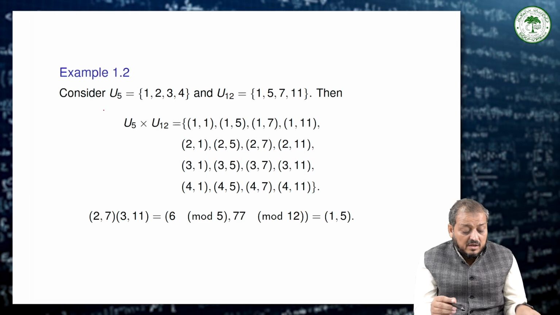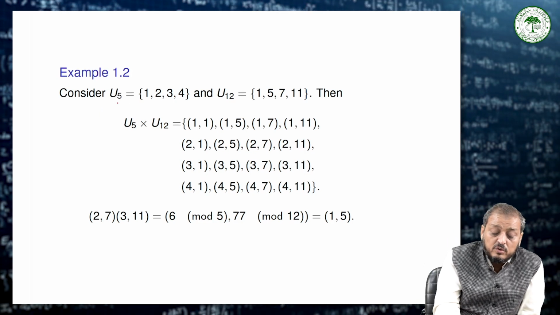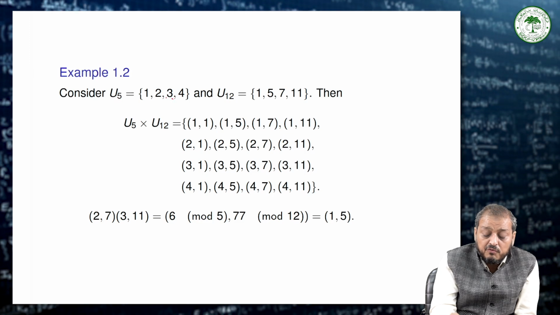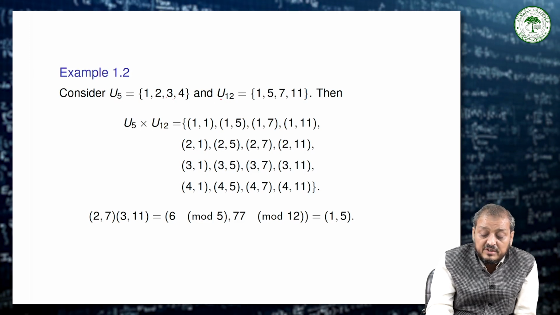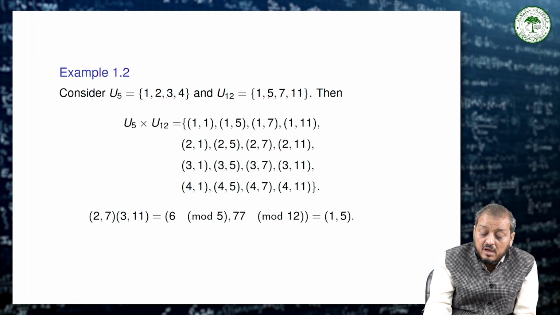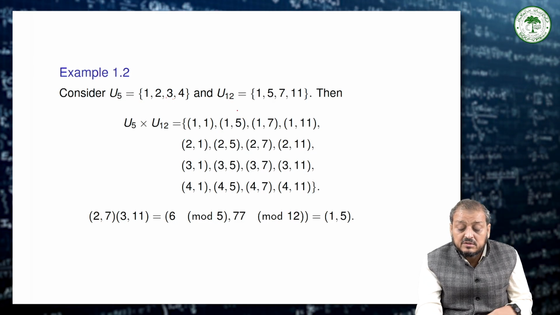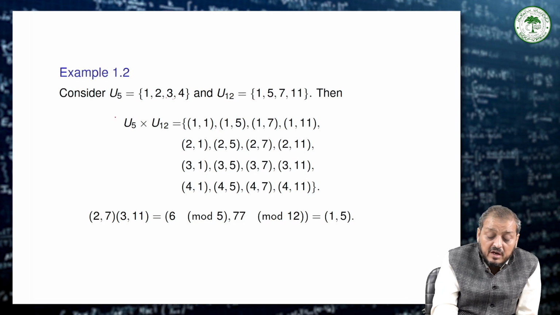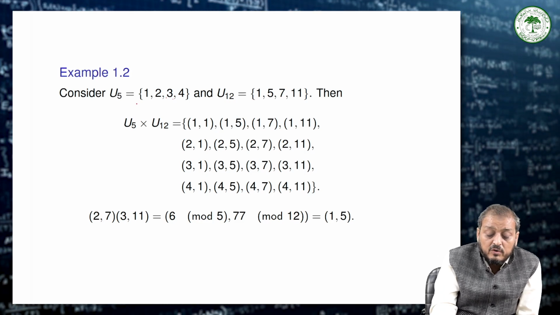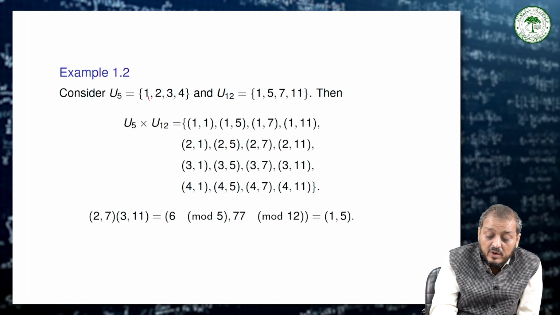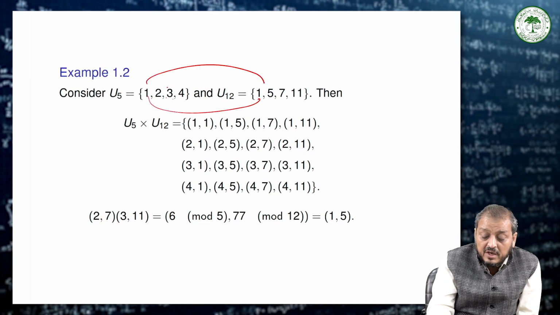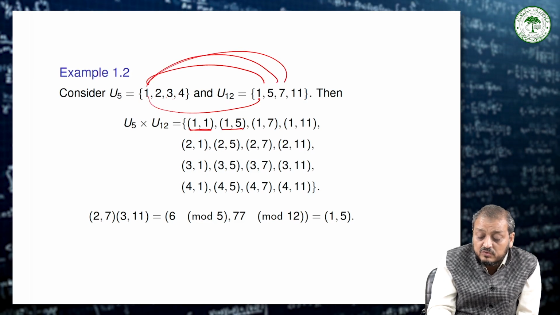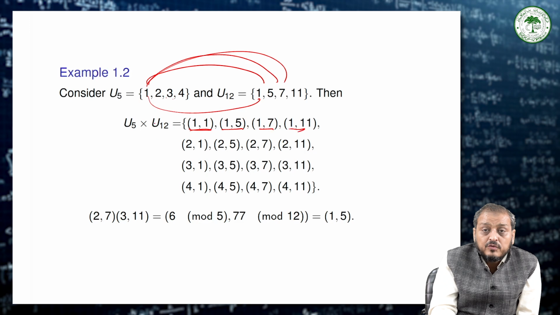Take U5, the elements of U5 which are relatively prime to 5: 1, 2, 3, 4. And U12 is the elements relatively prime to 12, so you have 1, 5, 7, and 11. If we take the Cartesian product of these two, we get (1,1), (1,5), (1,7), (1,11). So these are the elements of this group.